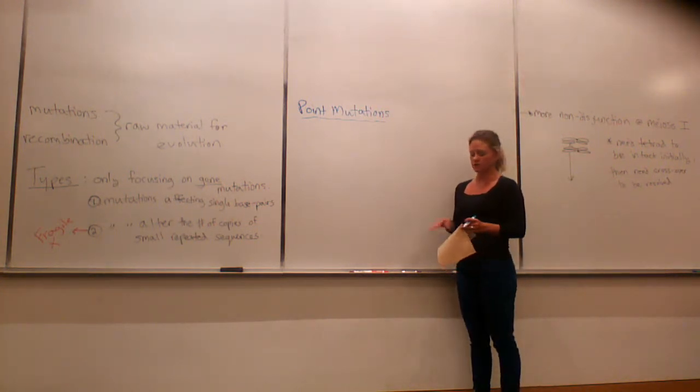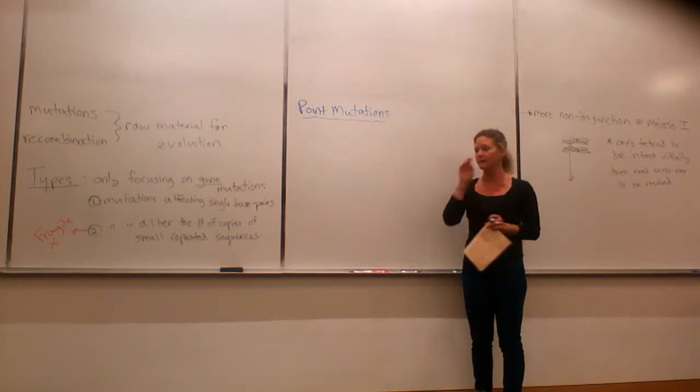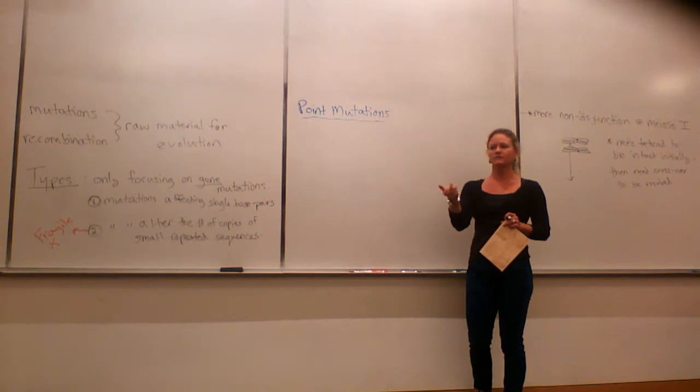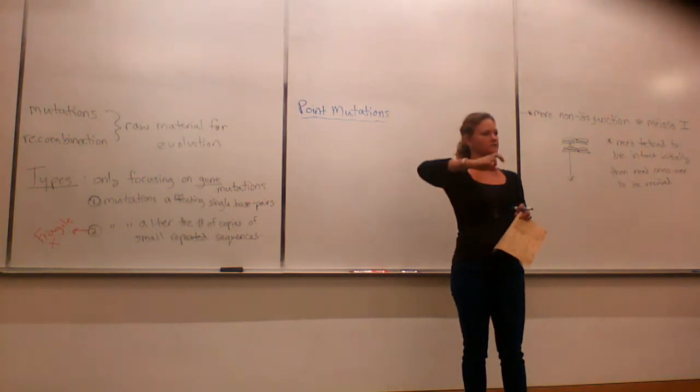Types of point mutations: you can have a base substitution. Okay, so that means you're exchanging one type of base that was originally in the normal sequence, and you're exchanging it out with a different base.